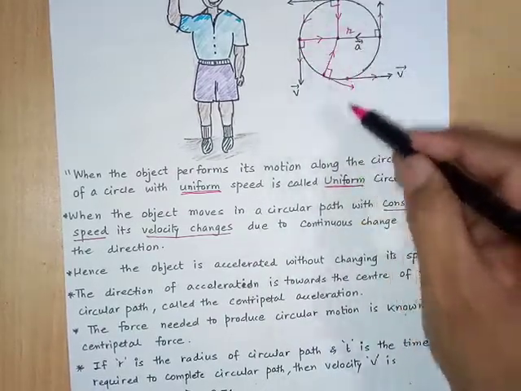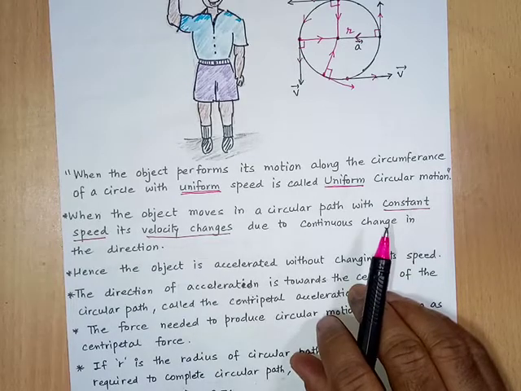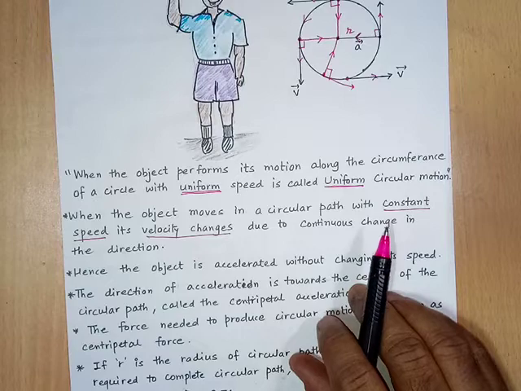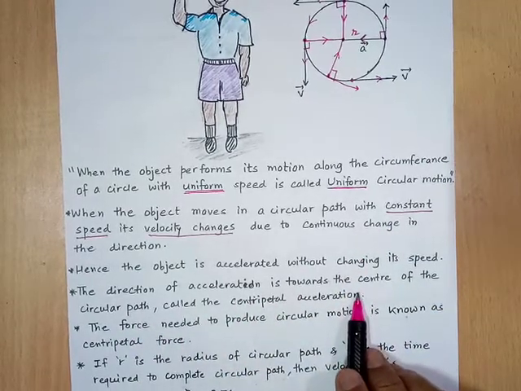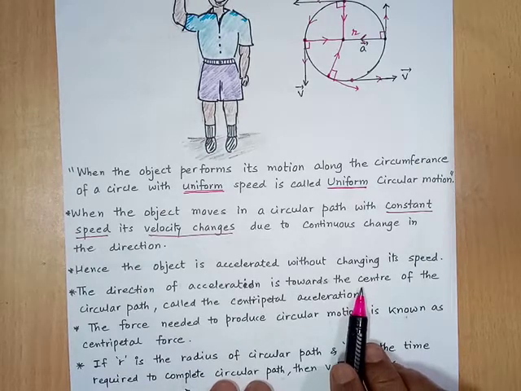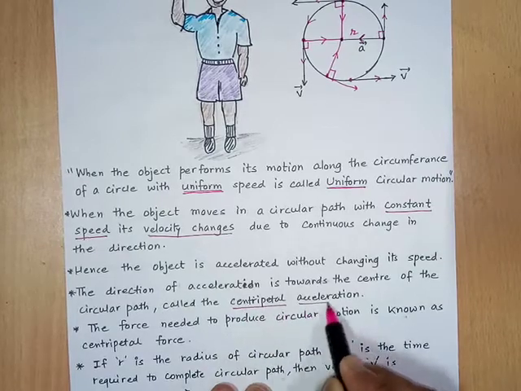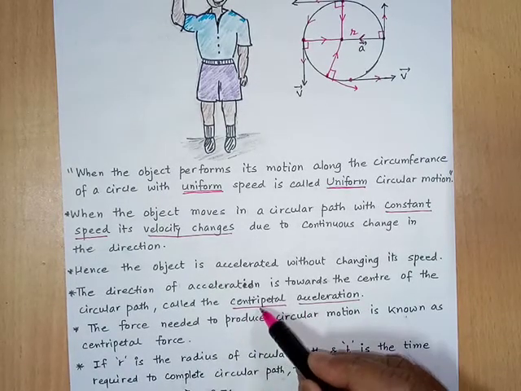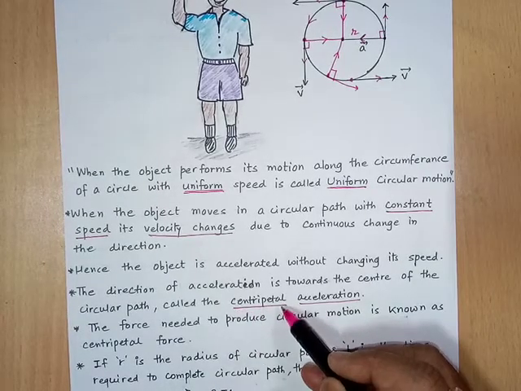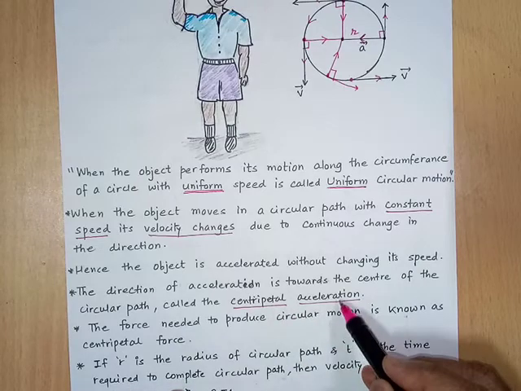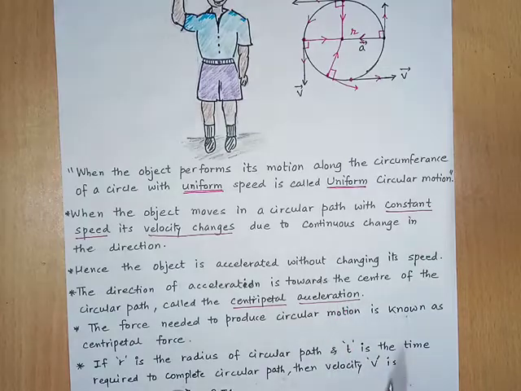At every point you will see that the direction of velocity is along the tangent, but the direction of acceleration is always toward the center. Since the direction of acceleration is toward the center, this particular acceleration has a special name. It is called the centripetal acceleration. The meaning of centripetal is towards the center. That's why, since this acceleration is towards the center, it is called a centripetal acceleration.